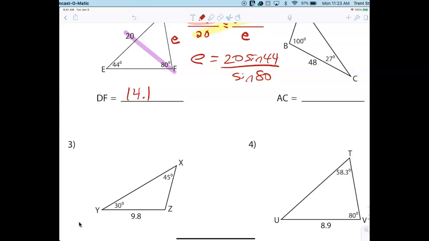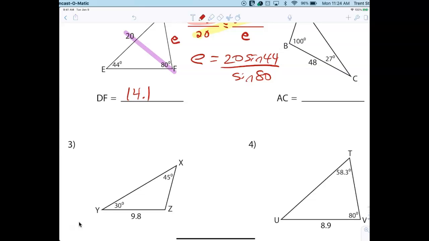Wait, did you do like 20 sine 44 divided by 80? I got... Because you didn't close your parentheses. Okay, so then go to mode. Are you in degrees? Yeah. Then there's no reason why you made a mistake. 20 sine 44 divided by sine 80. That's not hard. All right, is everybody good with that?